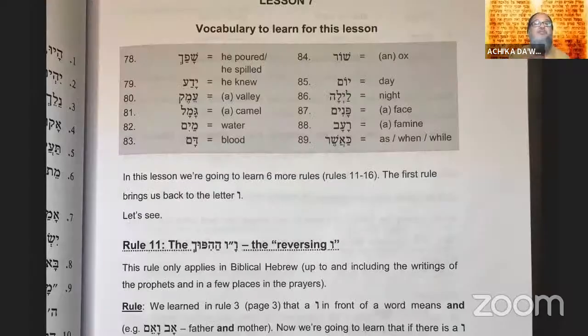All right, so here we go. All right, so lesson number 7. Today we're going to go over 6 different rules. There's 6 more rules that we're going to learn. There's rules 11 through 16.